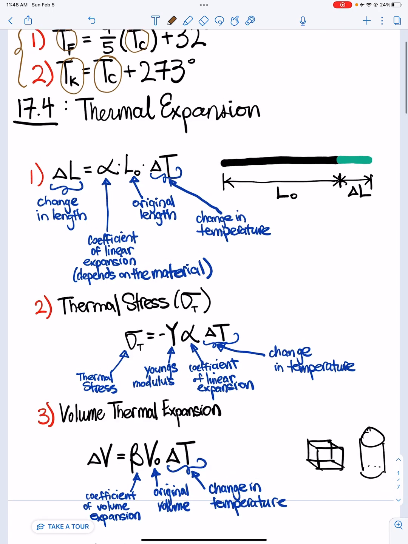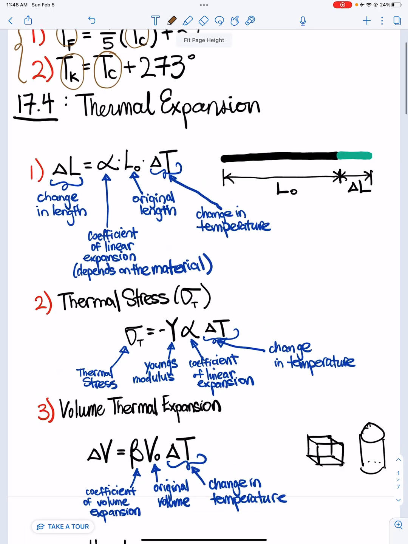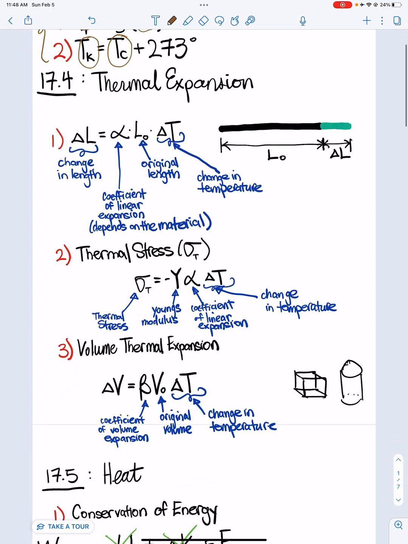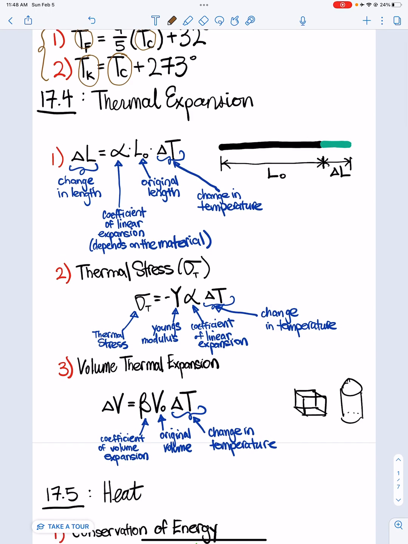Okay, 17.4, thermal expansion. There are three important formulas in this section. The first one is linear thermal expansion, and that is given by change in length is equal to the coefficient of linear expansion multiplied by the original length multiplied by the change in temperature.